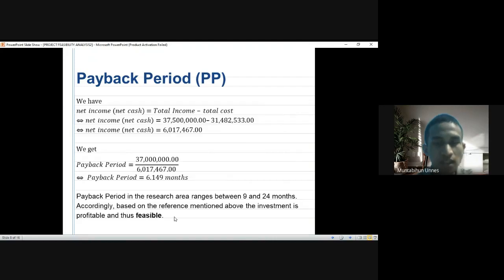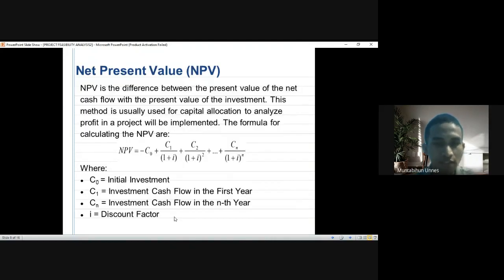Next is the net present value method. NPV or net present value is the difference between the present value of the net cash flow with the present value of the investment. This method is usually used for capital allocation to analyze profit in a project to be implemented. The formula for calculating the NPV is NPV is equal to negative C0 plus C1 over 1 plus I, plus C2 over 1 plus I squared, up to Cn over 1 plus I to the power of n.